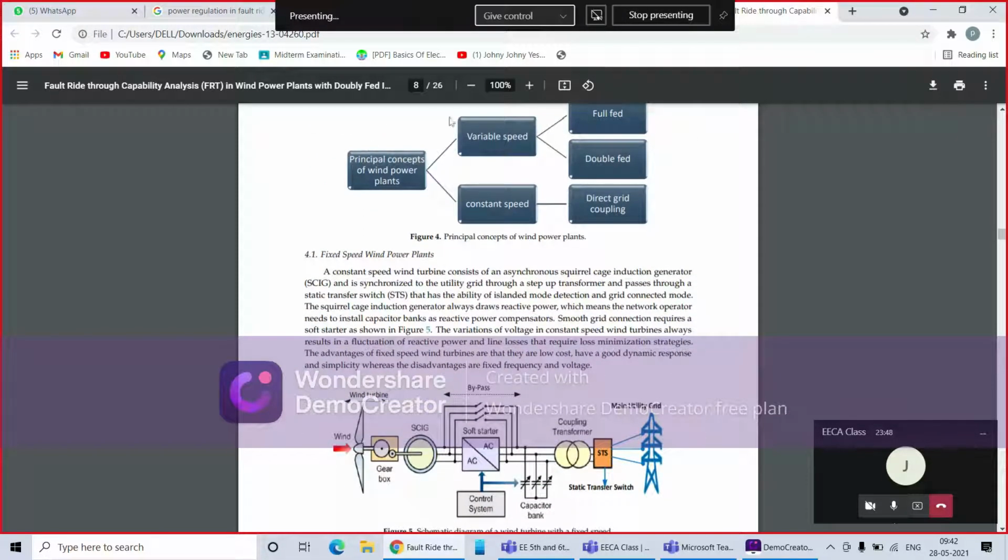So that covers the basic types of wind power plants. Now we will talk about how they are different and what the basic concept behind these plants is. If we talk about the constant speed wind turbine, it consists of an asynchronous squirrel cage induction machine.